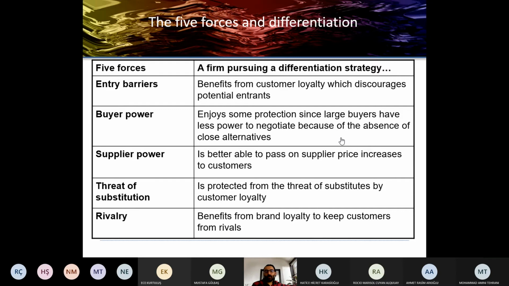So when the raw materials price increases, the price of the product could increase. But the cost leadership strategy cannot do that. Cannot directly pass the increase on to their prices. Okay, this is an advantage for them. By customer and brand loyalty, they deal with the threat of substitution and rivalry as well.